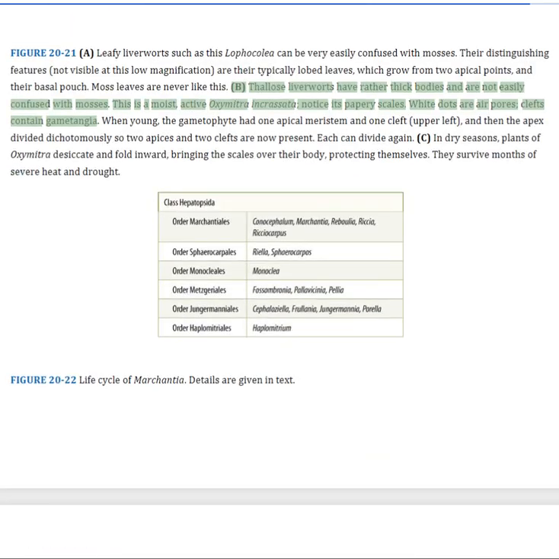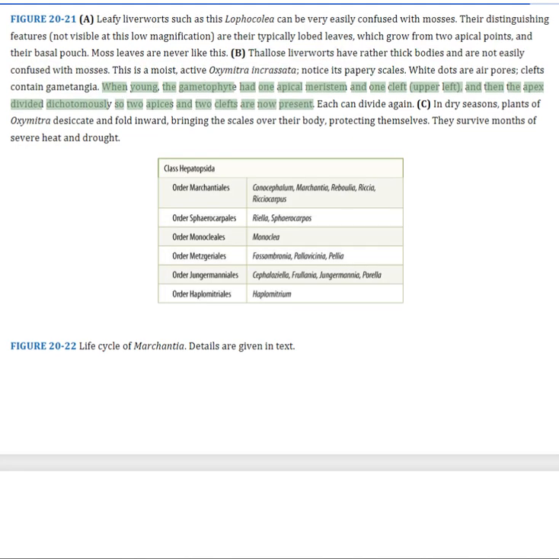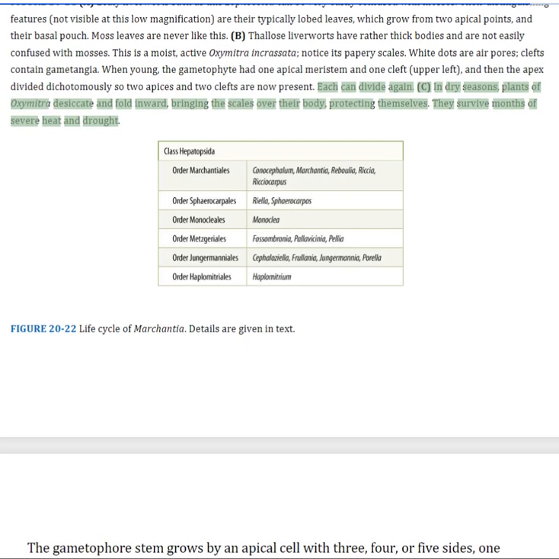Thallose liverworts have rather thick bodies and are not easily confused with mosses. This is a moist, active Oxymitra incrassata, notice its papery scales. White dots are air pores, clefts contain gametangia. When young, the gametophyte had one apical meristem and one cleft, and then the apex divided dichotomously, so two apices and two clefts are now present. Each can divide again. In dry seasons, plants of Oxymitra desiccate and fold inward, bringing the scales over their body, protecting themselves. They survive months of severe heat and drought.